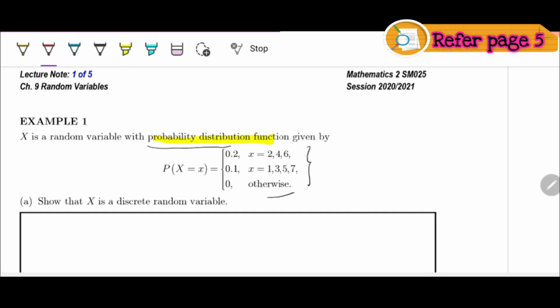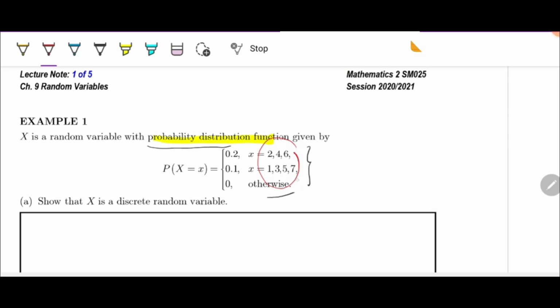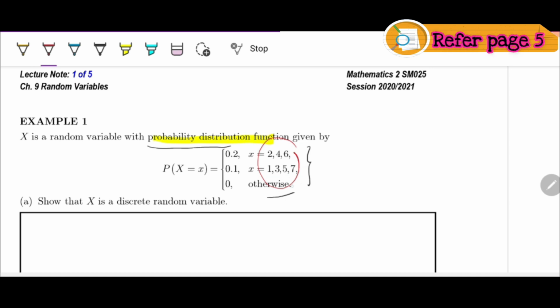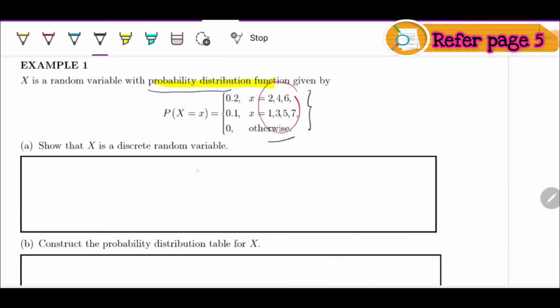Second, we can look at the value of X here. The value of X here is countable and make sure it is not in interval form. For a continuous random variable, the value of X is in some interval of numbers. A. Show that X is a discrete random variable. So remember the important condition that I have mentioned in the previous video, which is the sum of the probabilities must equal 1.